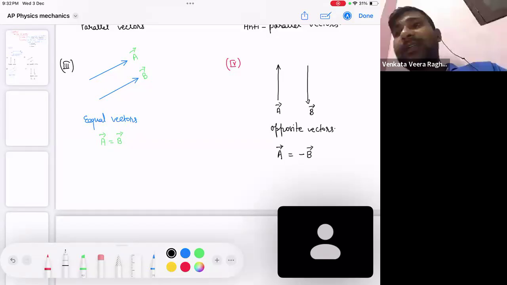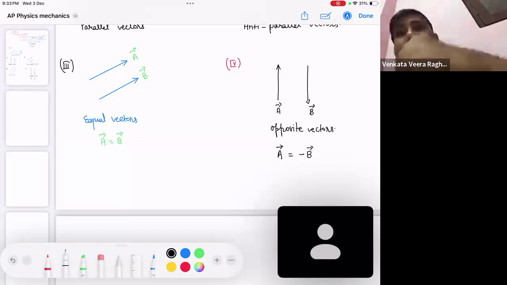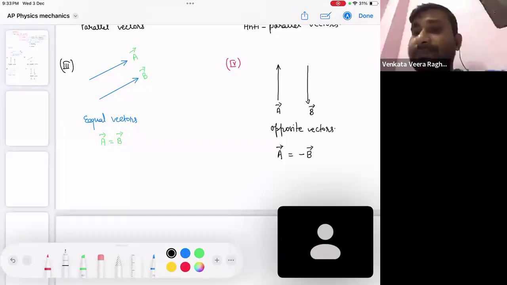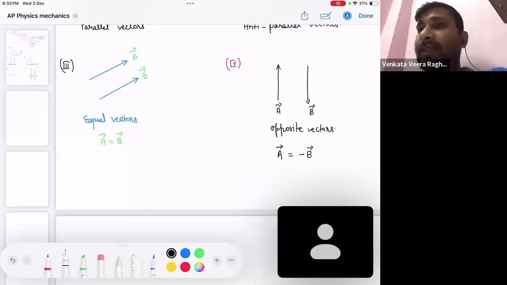Like if I give you a vector and I want the opposite of that vector, what will you do? You will keep the magnitude as it is and just reverse the direction of that vector. Isn't it? So that is the meaning of opposite vectors. Is that clear?